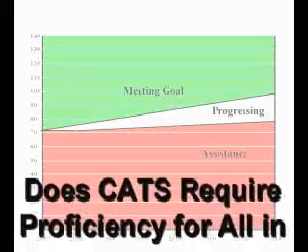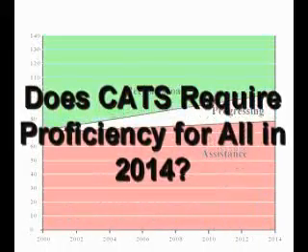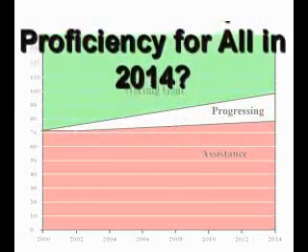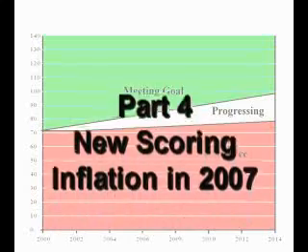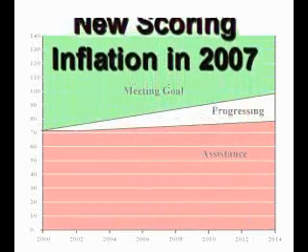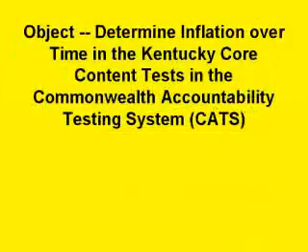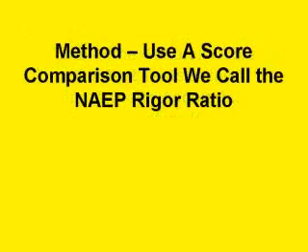Does Kentucky's Commonwealth Accountability Testing System, or CATS, require proficiency for all in 2014? Our objective in this part of the program is to determine the inflation over time in the Kentucky Core Content Tests, which are part of the Commonwealth Accountability Testing System, often called CATS. The method we're going to use is a score comparison tool that we call the NAEP Rigor Ratio.